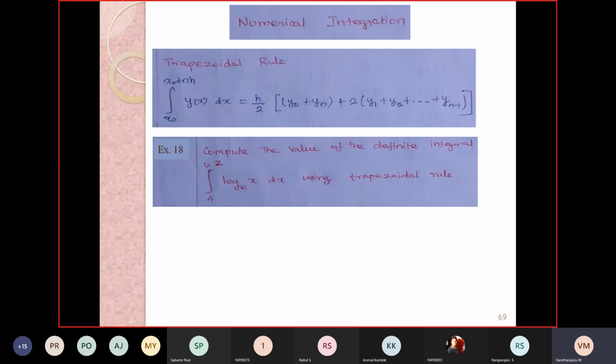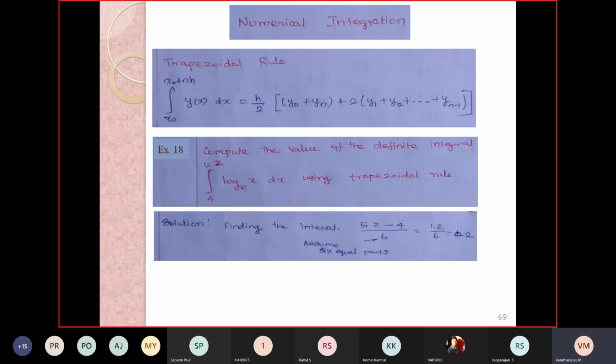See exercise number 18. Compute the value of the definite integral from 4 to 5.2 of log base e of x dx using the trapezoidal rule. We are already aware that when it is base e, log becomes ln x. Here, no set of data is given, but we need to find it, so we need to have some data. To find the interval, upper boundary minus lower boundary, I am trying to divide the given interval into 6 different parts. Therefore, I am keeping the denominator 6, and I get 0.2 as the interval.